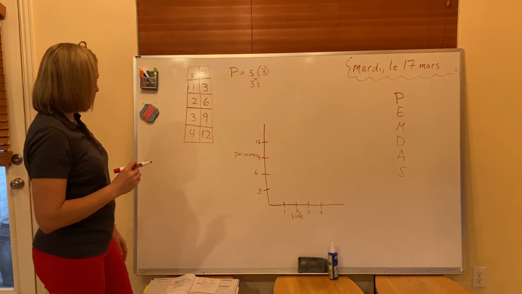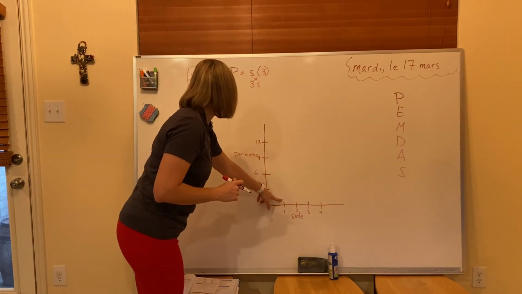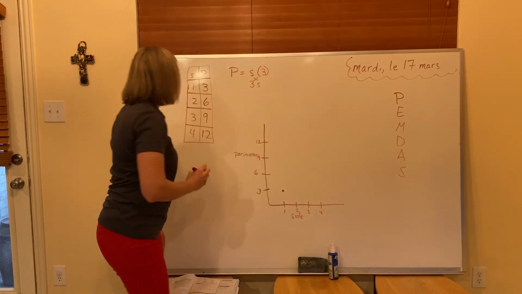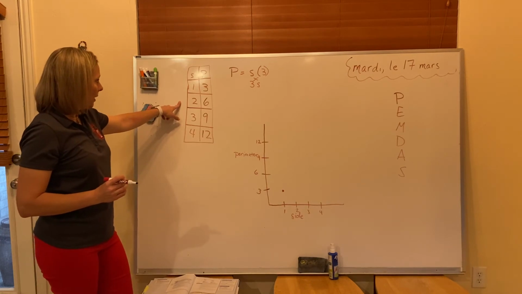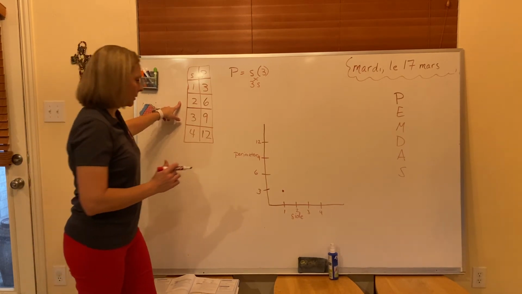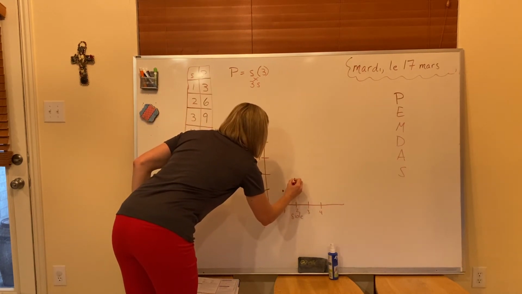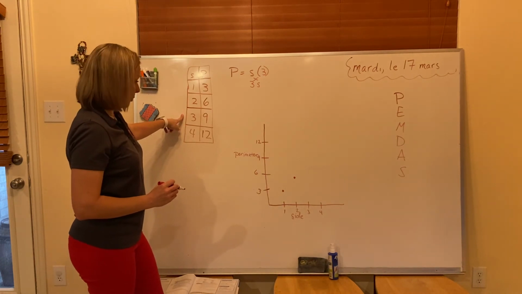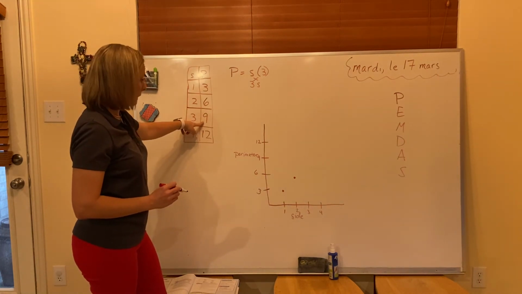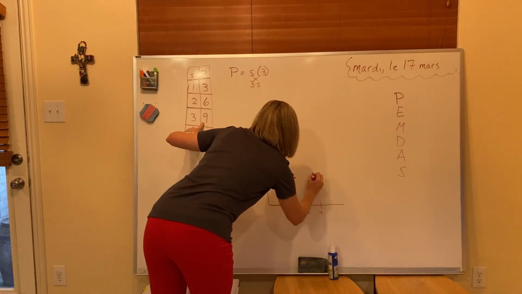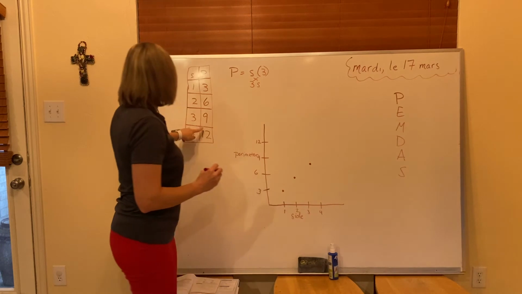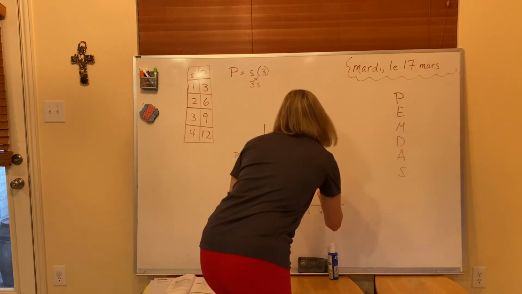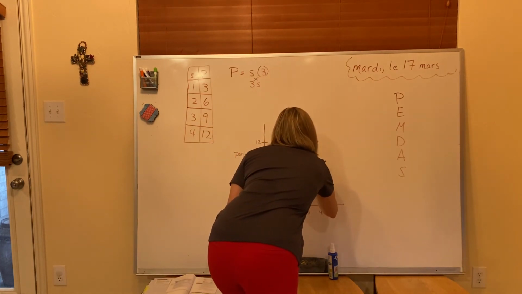And now we will graph our points. If S is 1, then P will be 3. So we'll put our point right here. If S is 2, then perimeter will be 6, right? So 2, go up to 6, it's our next point. If side length is 3, then our perimeter will be 9. So 3, go all the way up to 9, our next point. If side length is 4, our perimeter will be 12. Let's see. That one's a little bit wonky. That's okay though. I got that one off a bit.